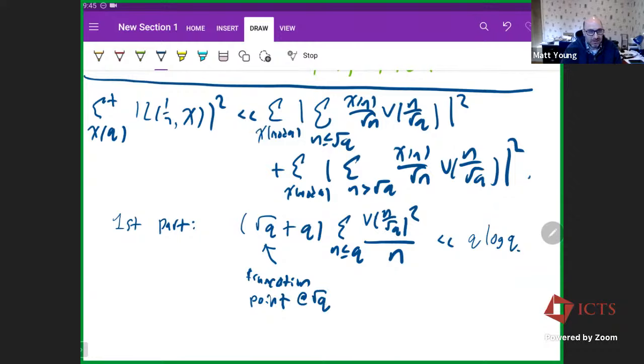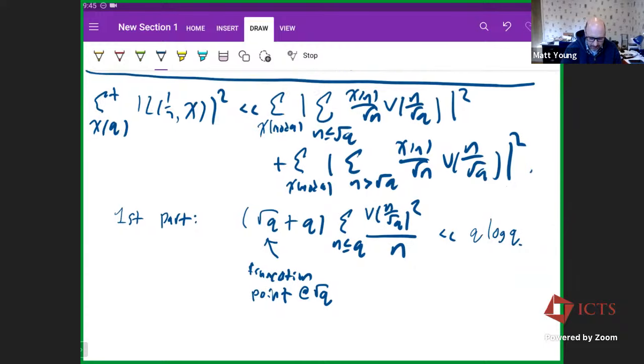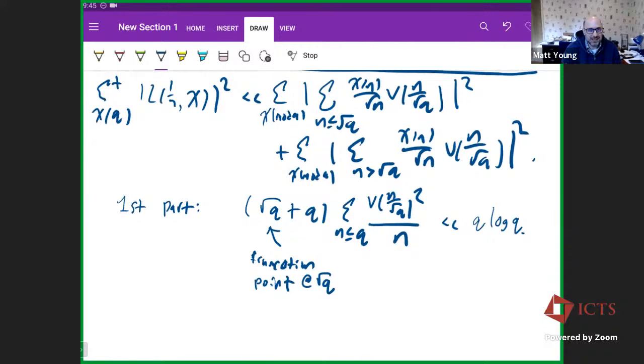We could have made it bigger without affecting the bound because we already have this plus q term. So we could have chopped it off at q instead of root q, and that would have been fine too. Then the tail would have been for n bigger than q, and the tail is extremely small because we're way off in the range where v has rapid decay. It might have been a little simpler, but I wanted to chop it off at the point where we should be chopping it off, which is the square root of q, and then I want to bound the tail.